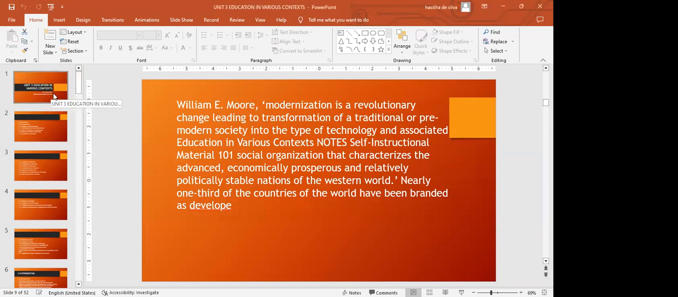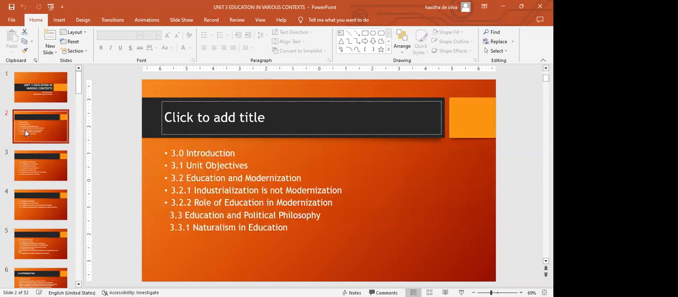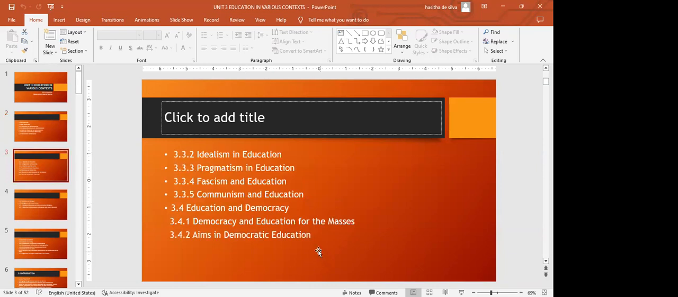Okay, these days we discussed Unit 3, education in various contexts. Under that topic, we discussed the introduction, unit objectives, education and modernization, education and political philosophy, naturalism in education. Last week we discussed idealism in education and naturalism in education. Today I am going to discuss the new topic, pragmatism in education.